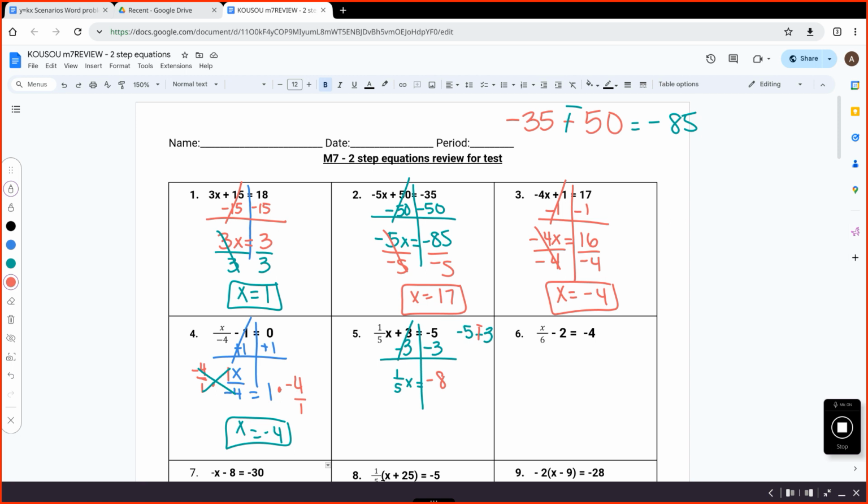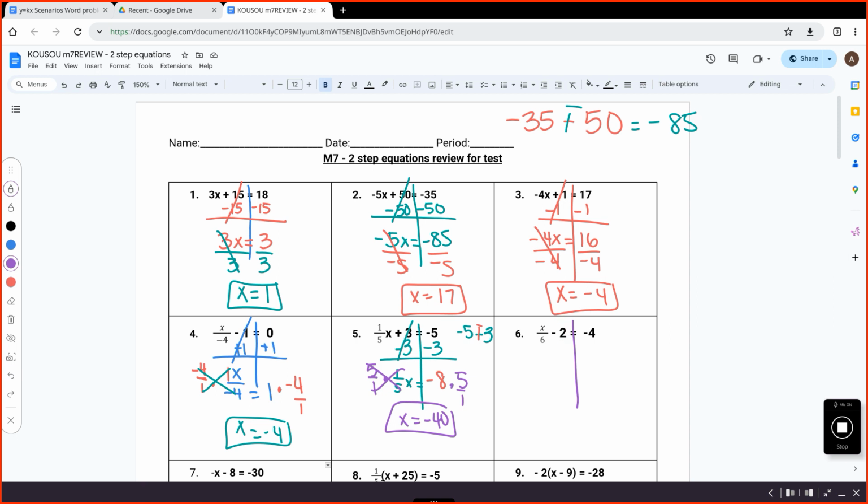Okay, and now at this step, we are going to multiply both sides by the reciprocal. That gets rid of the fraction. And these cancel. We're left with x is equal to negative 40. All right, here is our next example. We're going to draw the river or the stream down the equal sign. We are going to look at the term without the variable.